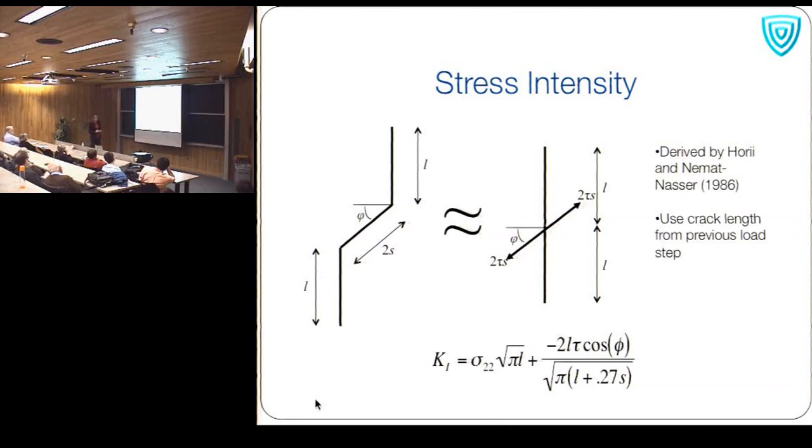And so it turns out to be this kind of function. Sigma 2,2 and tau are associated with the stress state. Phi is associated with the orientation of the flaw. L is the crack length. S is the original flaw size. So you can see this classical standard solution that you probably know from simple LEFM. And then there's this other factor that accounts for the sliding forces on that flaw surface.